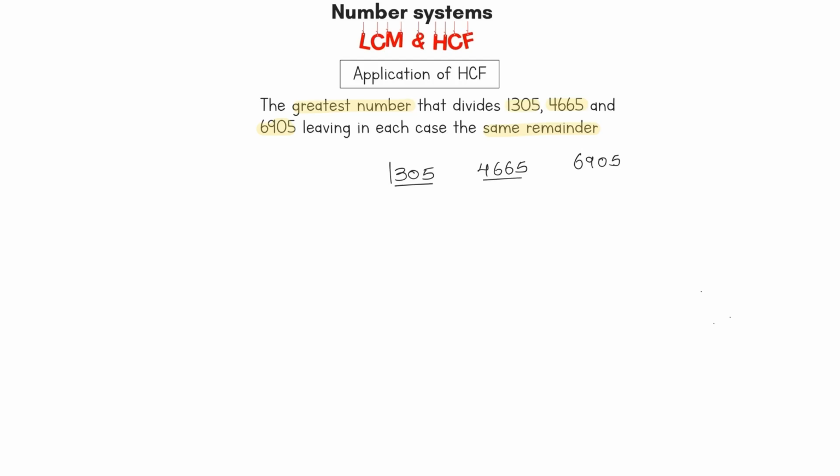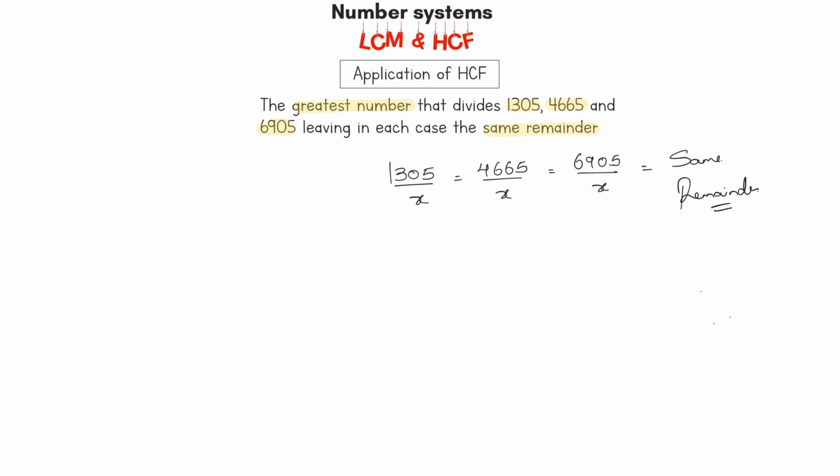What is my number is something that I'm supposed to find out. Let x be the number. So x divides all the three numbers, leaving in each case the same remainder. So I get the same remainder here. You can term this as a problem where you get the same remainder. So how do I go ahead with this?